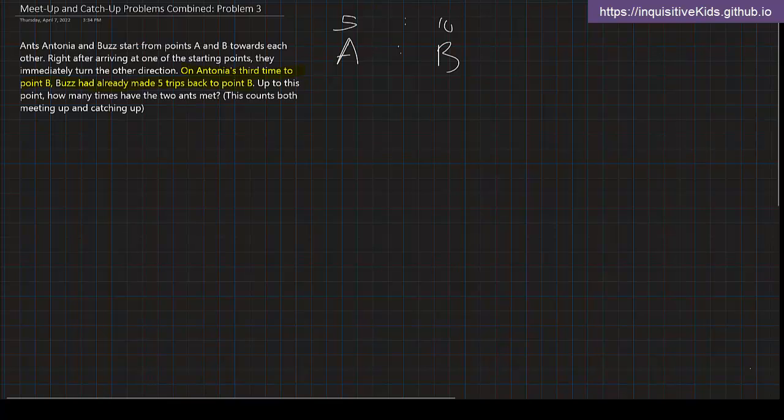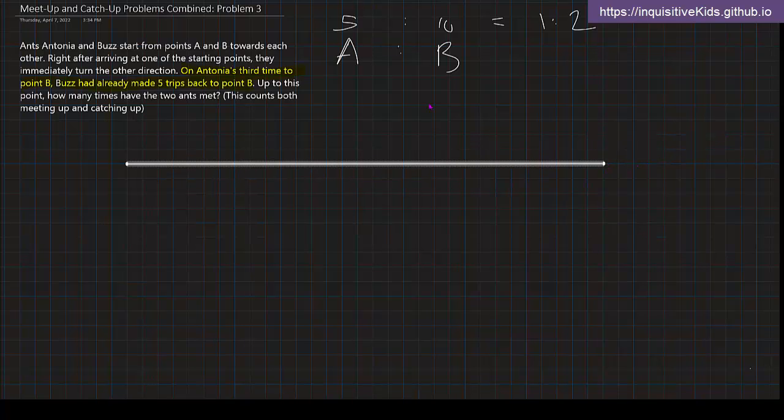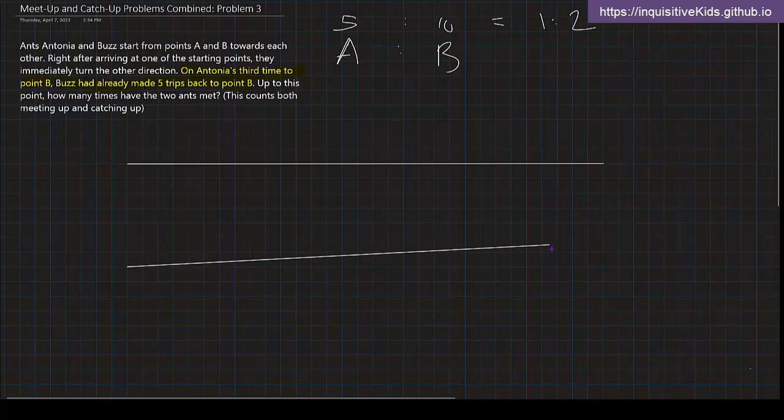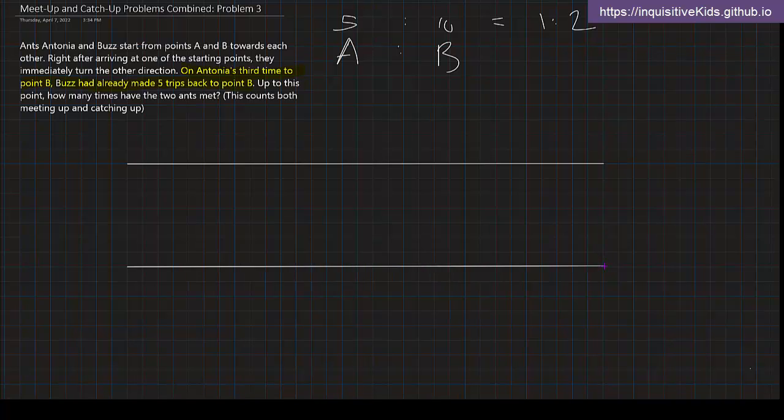And this equals 1 to 2. So this is a really, really nice ratio for us to draw the next diagram with. I like to call this diagram a zigzag diagram, and you'll soon know why. First we're going to need 2 horizontal lines. Or I don't care if it's vertical, but it just has to be lines that are the same direction. So this is going to be Antonia's line, and this is going to be Buzz's line.